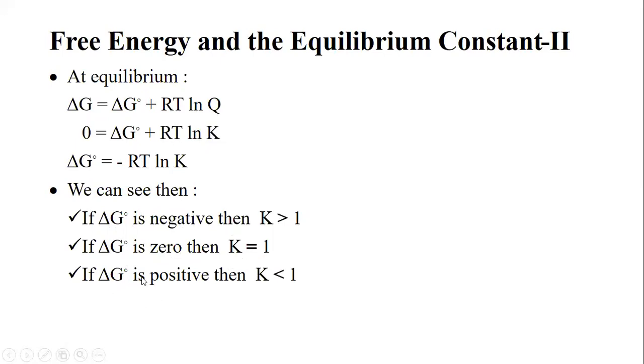If delta G standard is positive, then K is less than 1. This will be a fraction, to give you a positive one, okay? So if this is a positive value, then this has to be negative, and the only way it can be negative is for K to be a fraction, which is less than 1.